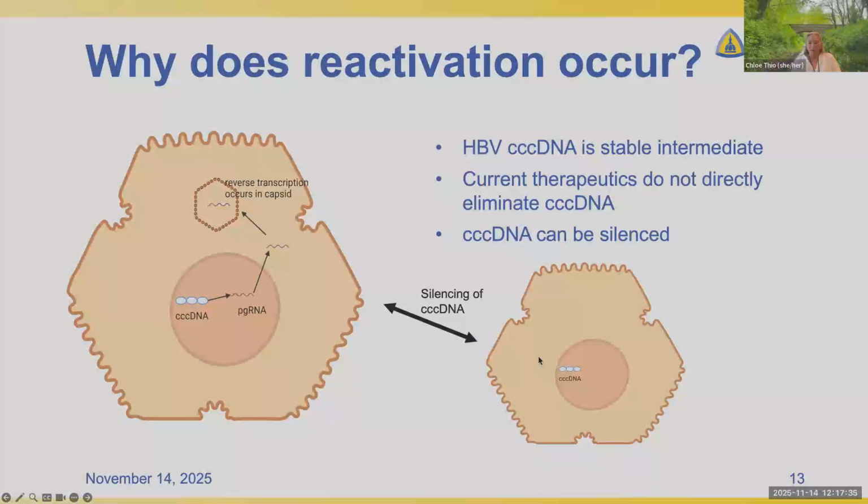For example, if their HIV is no longer controlled and HIV RNA goes up, or if their cccDNA is silenced through NUCs, nucleotide analogs, and you take those off, then they could potentially reactivate. So that's kind of the quick and dirty about why reactivation can occur.